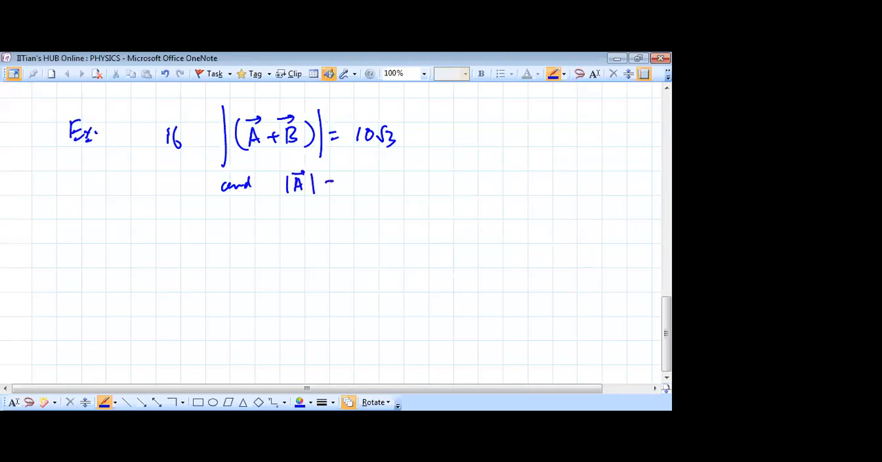Now similarly, suppose A plus B has a magnitude of 10 root 3, and magnitude of A is equal to magnitude of B is equal to 10. Then find A dot B. How much will this be?